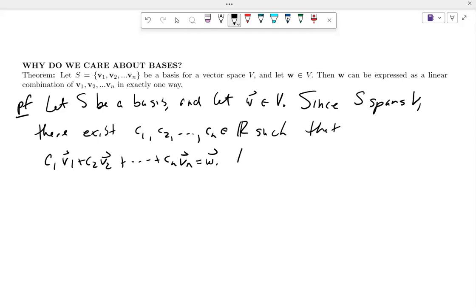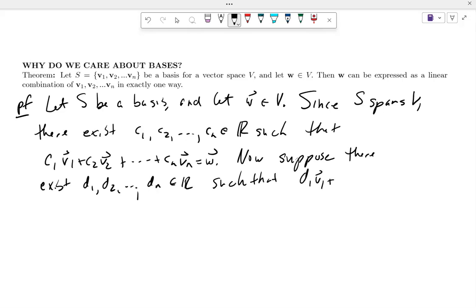So let's now suppose that there exist D1, D2 out to Dn, such that D1 V1 out to Dn Vn equals W. Suppose that we have a second linear combination that gives us W. We used span to get existence. We're going to use linear independence to give us uniqueness.